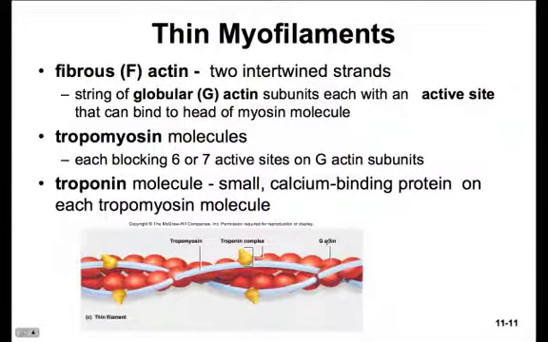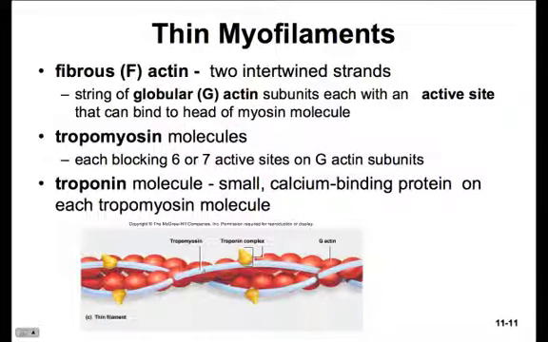The thin filaments are called actin or fibrous actin. They're two intertwined strands. So actin is made up of two strings of molecules. They're much like beads on a necklace. The F-actin is the string that goes through each of the beads. And then arranged along the F-actin, we'll see G-actin or globular subunits, these red beads.